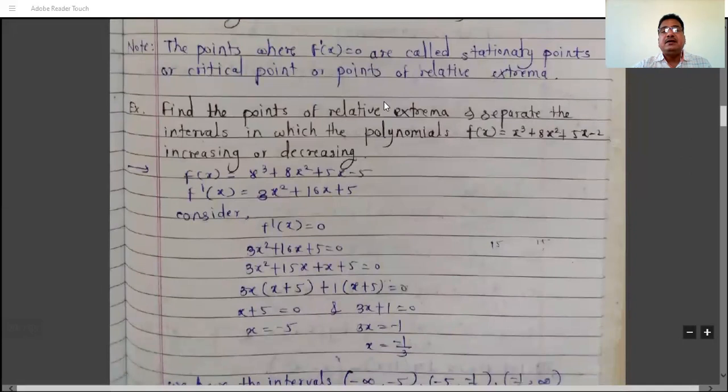Examples on the decreasing function and increasing function we will see in the next lecture.